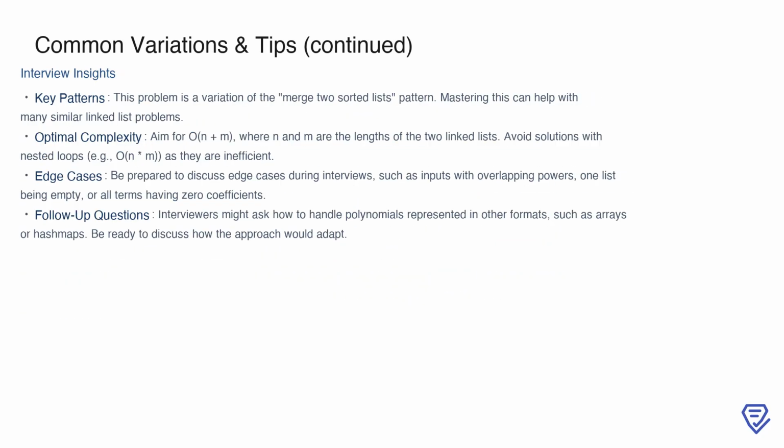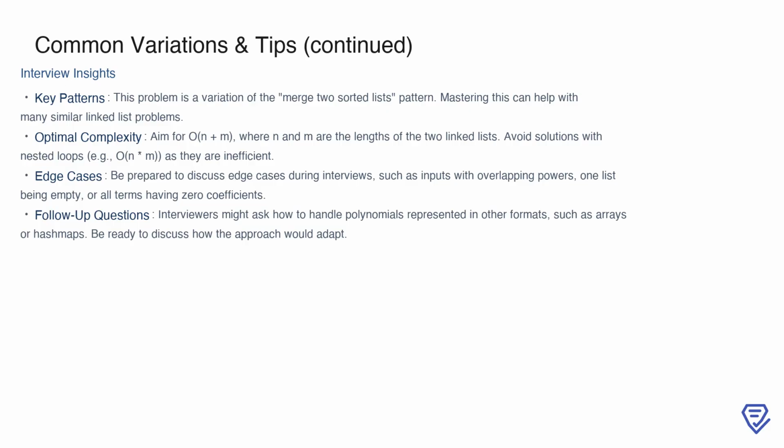To maximize your performance in interviews, it's important to recognize key insights about this problem. First, this is a variation of the classic merge two sorted lists pattern. If you master that pattern, it will help you solve many similar linked list problems more effectively. In terms of complexity, the goal is to achieve O(n + m), where n and m are the lengths of the input linked lists. Avoid solutions with nested loops, such as O(n * m), as they are inefficient.